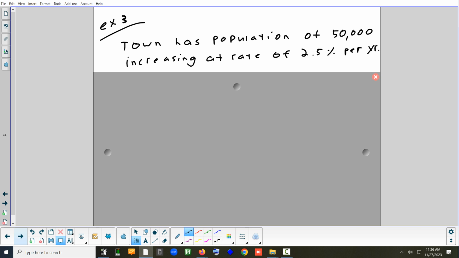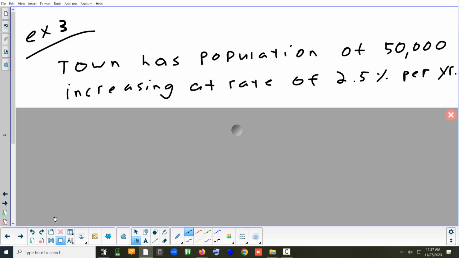All right. So first thing we have to figure out is if this is growth or decay. By reading that first sentence, you should be able to tell. What do you think? Yes? It's increasing, so it's growth. It's growth, yep. And it's not increasing by a certain amount of people every year. It's increasing by a certain percent. That makes it growth.